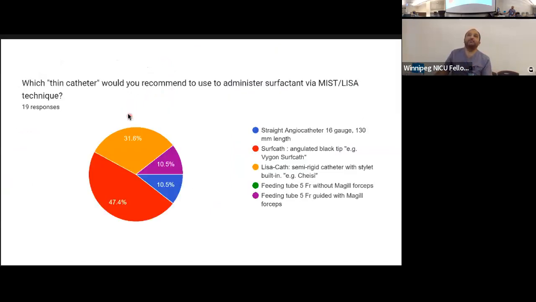Based on the survey, most of the people were in favor of the Blessed cath and Surf cath compared to the NGO cath. So either the Surf cath, the red one, or the orange, which I call the LISA cath, or the Blessed cath. Fewer people were in favor of trying the NG tube or the NGO cath. Honestly, all of us don't prefer the NGO cath because it's difficult to manipulate in order to guide it into the glottis.